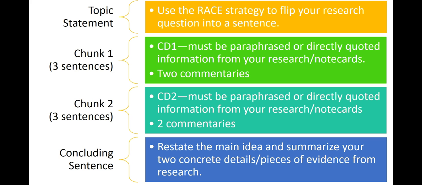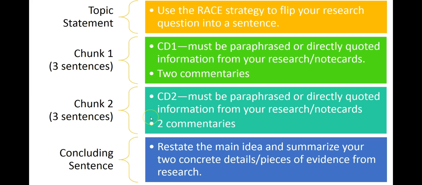Let's review. In closing, let's review the Schaffer 2-chunk structure. You have a topic statement where you'll use the RACE strategy to flip your research question into a sentence. Chunk 1 will have 3 sentences, concrete detail plus 2 commentaries. Your concrete detail must have paraphrased or directly quoted information from your note cards and research in EasyBib.